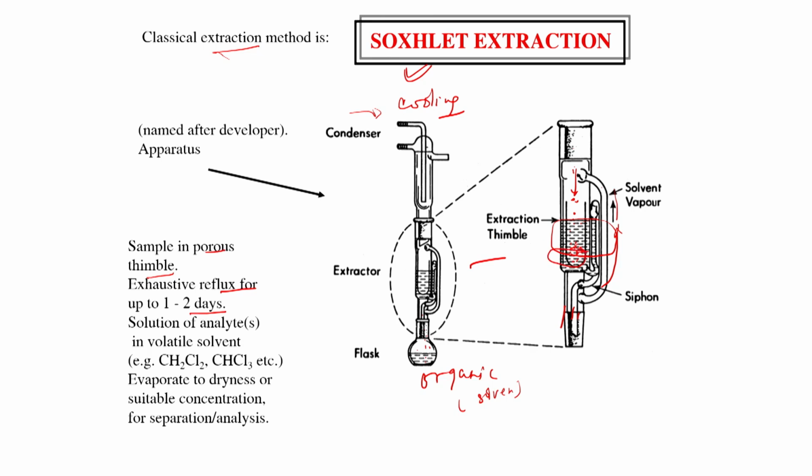If you are directly putting it in, some of the deeper parts of the sample may not be completely extracted and dissolved in the solution. The solution of the analytes is in volatile liquids, for example dichloromethane (DCM), or you use chloroform, whatever kind you are using, okay. Once you have collected this, you take it out and evaporate it to dryness, completely, until the sample becomes dry, or to a suitable concentration for separation and analysis. So this is how you do the Soxhlet extraction.